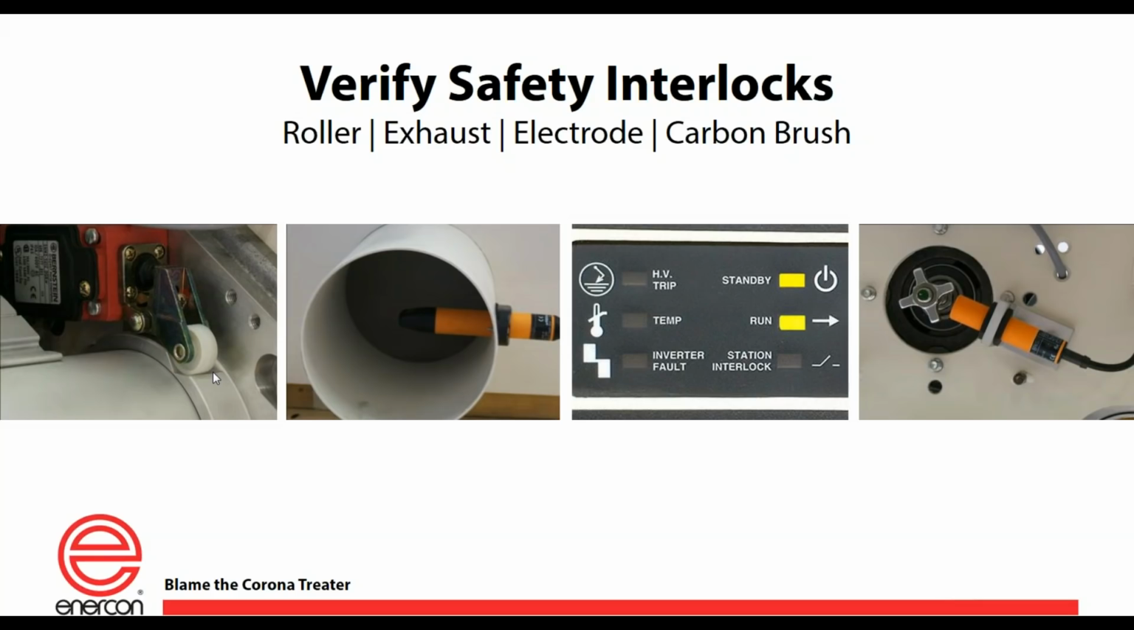It'll tell you right on the station. Lastly, there is an external interlock that most treaters will have. You'll be able to lock that into your line, so it'll tell you if anything from an e-stop perspective, or anything in your line, has sent a signal to the treater saying don't run. So you want to make sure that each of those interlocks are met appropriately.